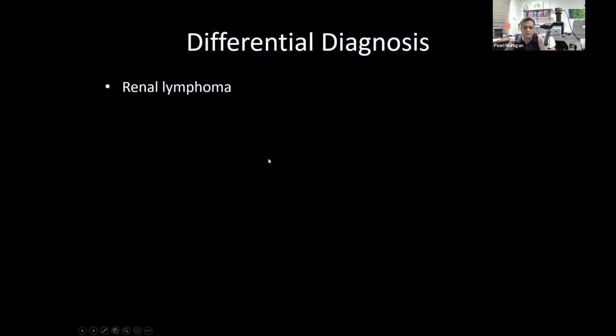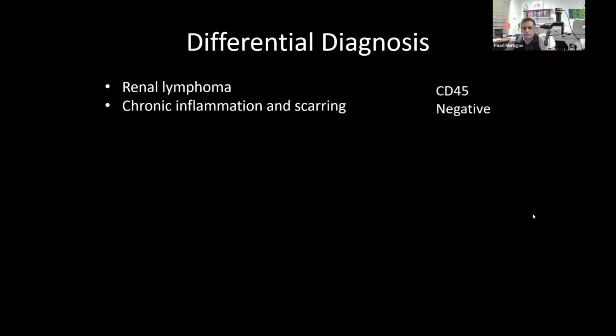At least from my perspective, I was thinking of the possibility of a renal lymphoma. These are uncommon, but they do occur, especially as the patient is too young for your typical renal cell carcinoma. And maybe it's not even a lymphoma, maybe it's just chronic inflammation and scarring. So unlikely, but that's another possibility. But both of these are easily ruled out by CD45, which is negative.